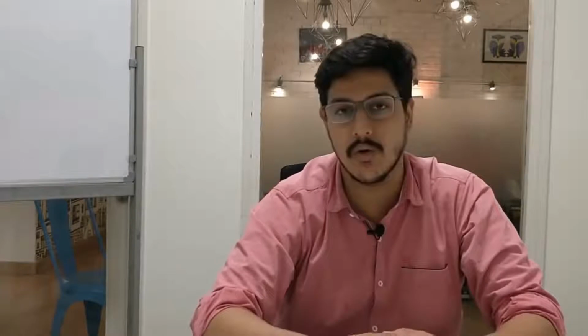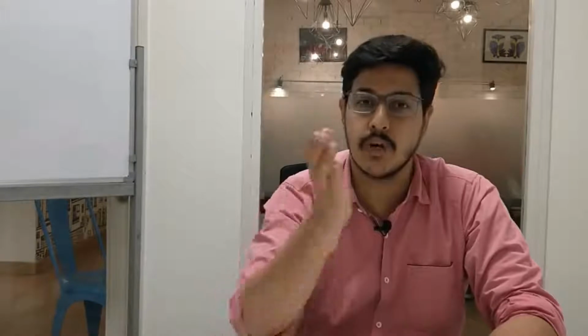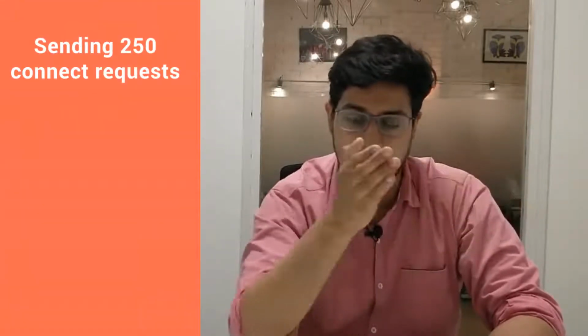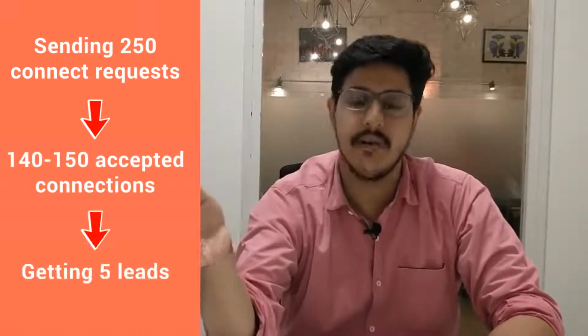You might get some feedback along the way where they might say that they're not the right person to reach out to, or you should touch base with them after a month or so. You'll get feedback that you can optimize on, but to give you a number, to reach 5 leads every week, you should work from the top of the funnel, from sending the request to 250 people, getting connected with 140, 150 of them, and scoring about 5 leads from there.